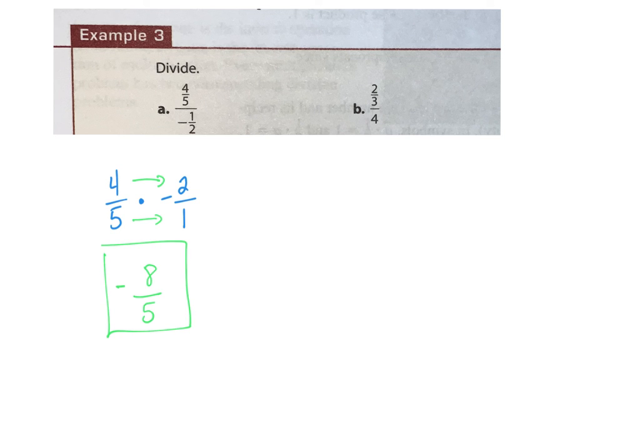And the same holds true of B. The top, I'm going to keep the top 2/3. I'm going to change this to multiplication. And I'm going to flip the bottom. The bottom is 4. How do I flip a 4? 1 over it. Now for this one, can I cross cancel? I can. My 2 and my 4. This is a positive times a positive. What's my answer going to be? 1/6. Yeah, it's going to be positive. 1 times 1 is 1. 3 times 2 is 6. So just because it looks complicated, don't overthink it. It's just keep the top, change to multiplication, flip the bottom.